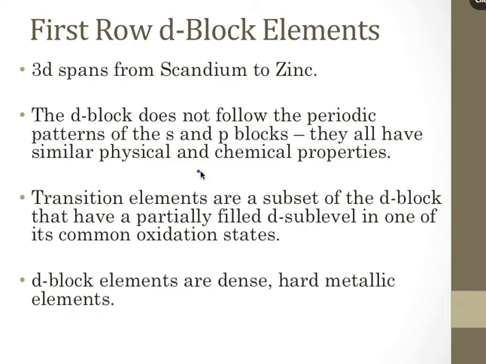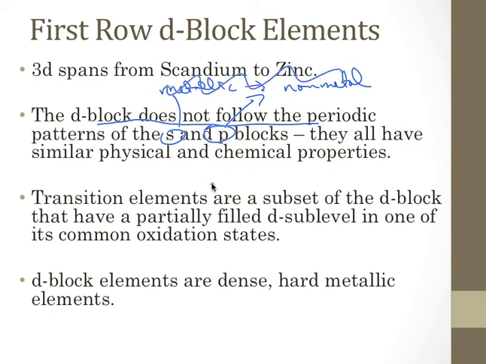We've talked a lot about periodic trends on the S and the P block. The D block does not follow these periodic trends. Remember, these S and P, we go from metallic to non-metallic, okay, for the S and the P. Not so for the D. The D block elements, or the transition elements, have very similar physical and chemical properties. They are a subset of the D block, okay, not including scandium and zinc.